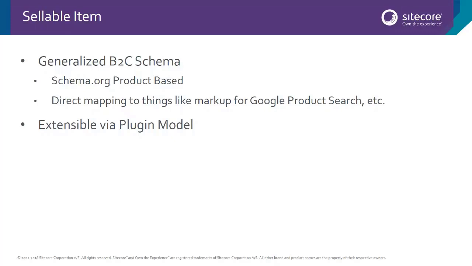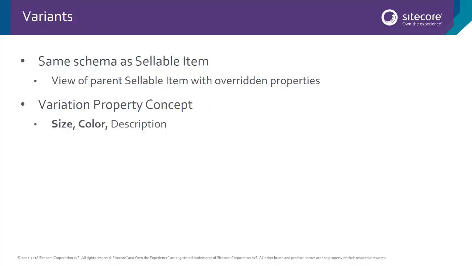In Experience Commerce 9, sellable items are based on a generalized schema from schema.org. This is a schema used by over 1 million sites. It enables things like direct mappings to markup for Google product search and other integrations. And this schema can be changed via the plugin extensibility model in Experience Commerce.